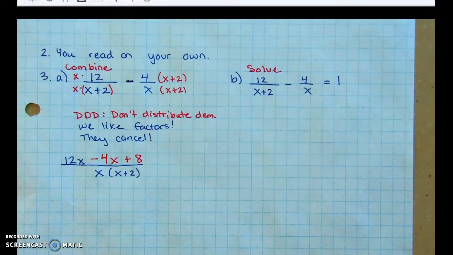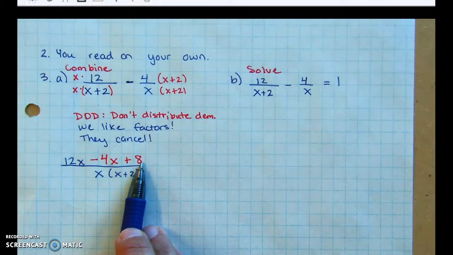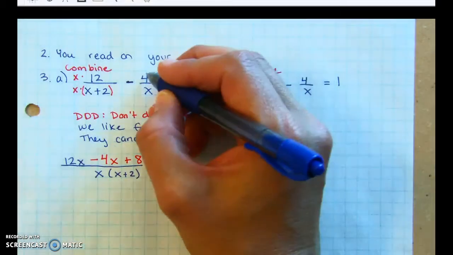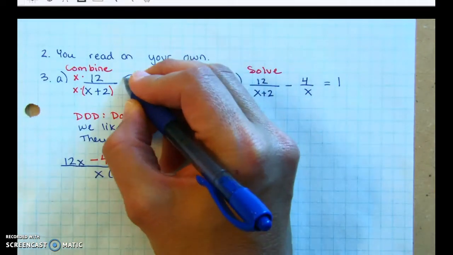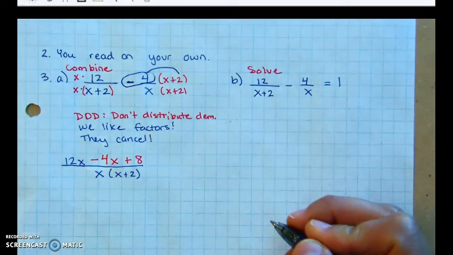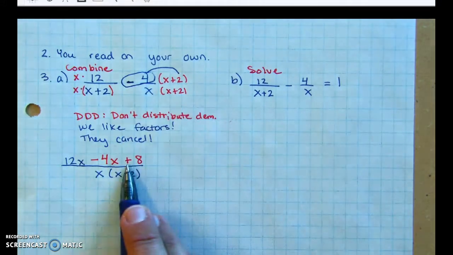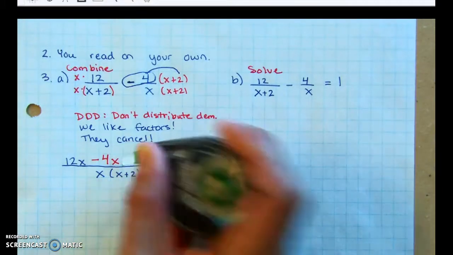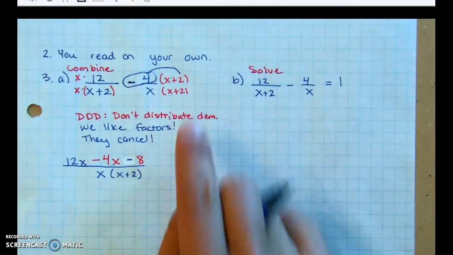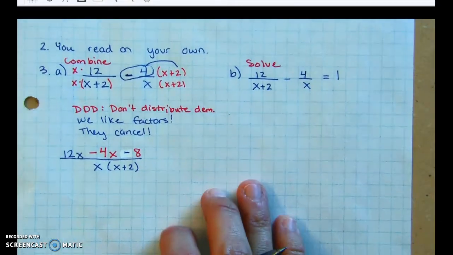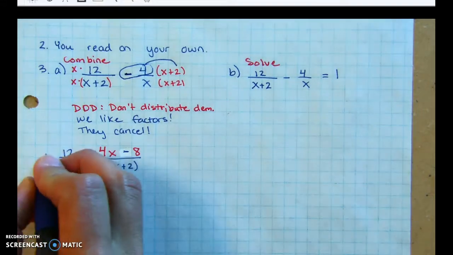What's the mistake? Is the negative 4x correct? Yes. Is the plus 8 correct? Why not though? I did 4 times 2. This minus sign in front needs to go with the 4. So you're really distributing a negative 4. So we're going to erase the plus 8 and put minus 8. Do you see how a lot of students would make that mistake? Yeah? Okay.